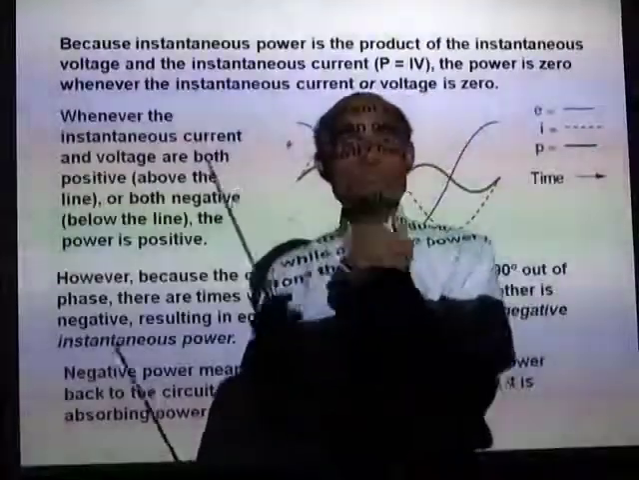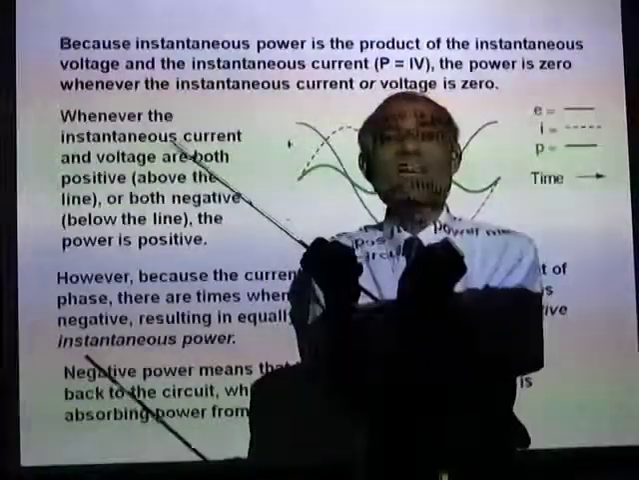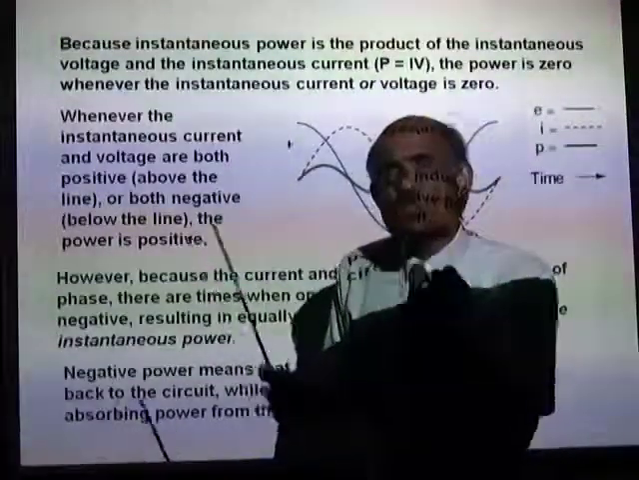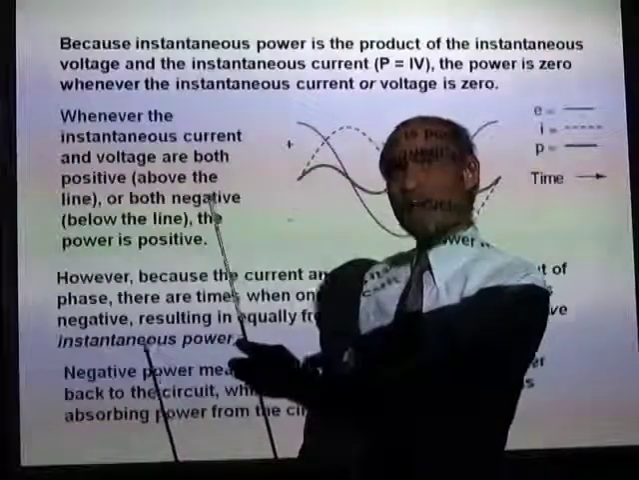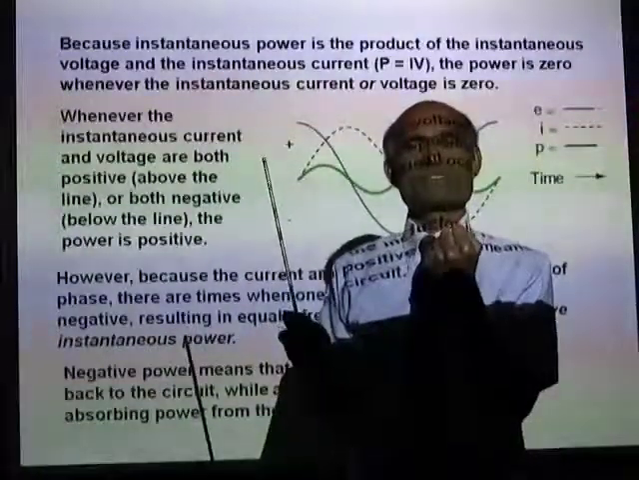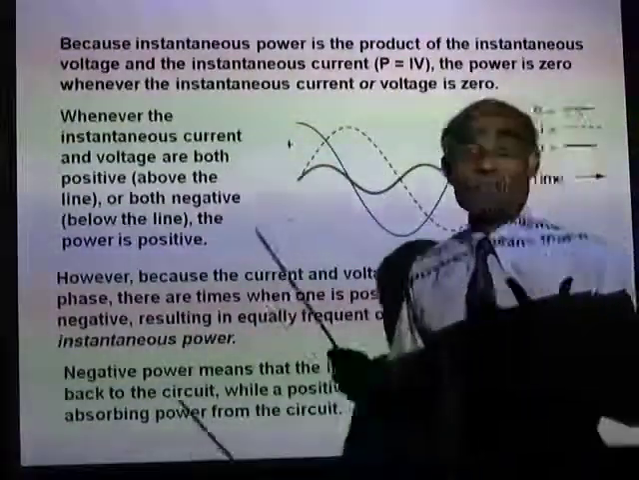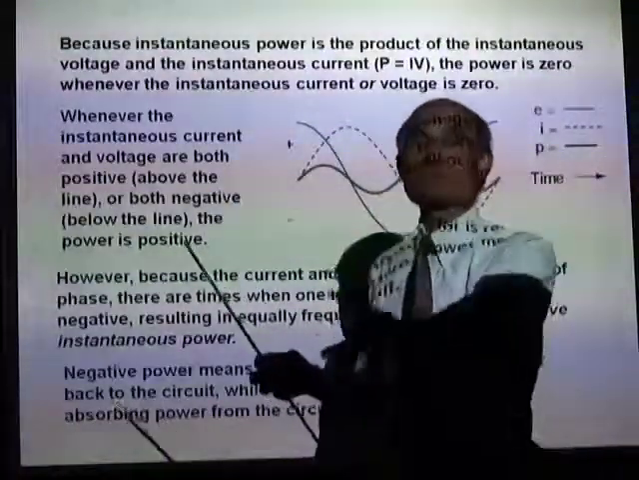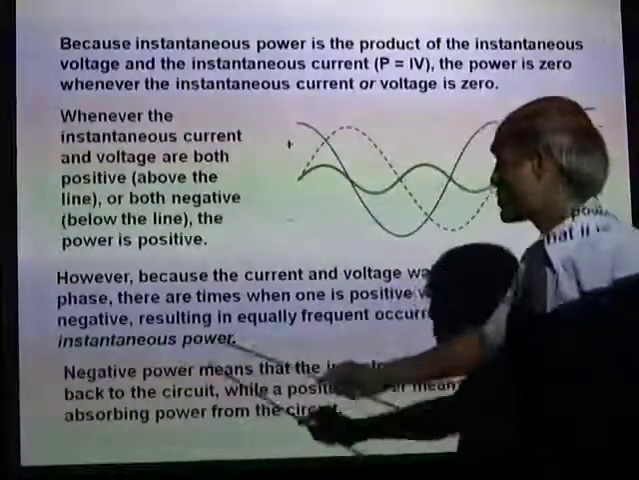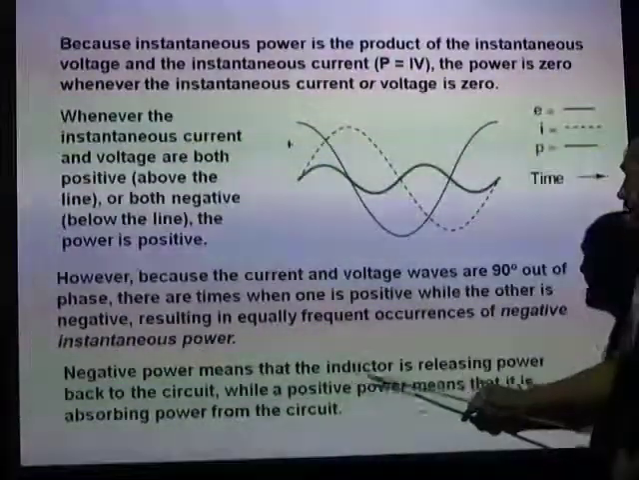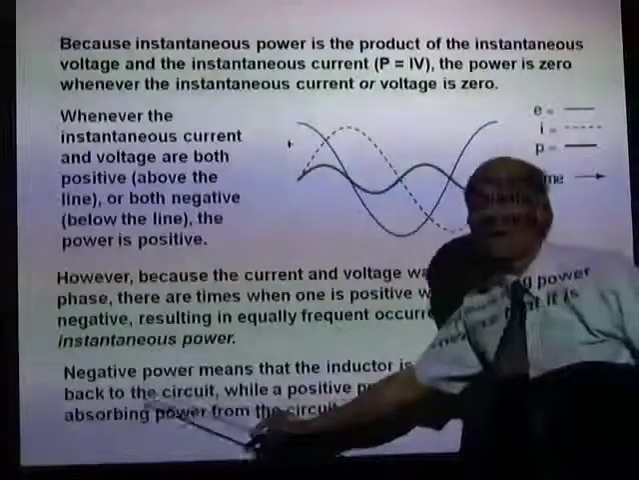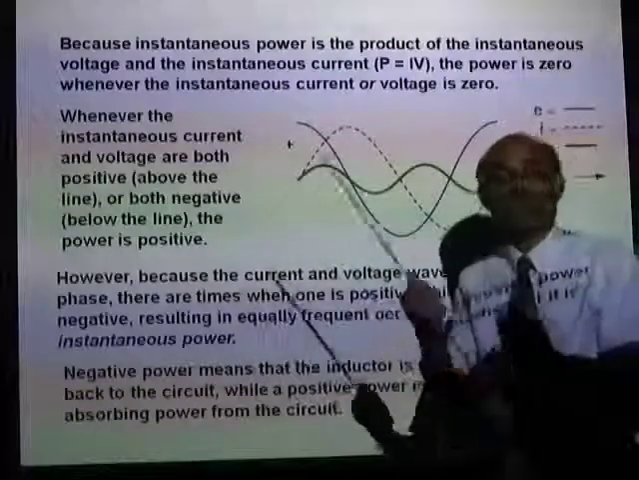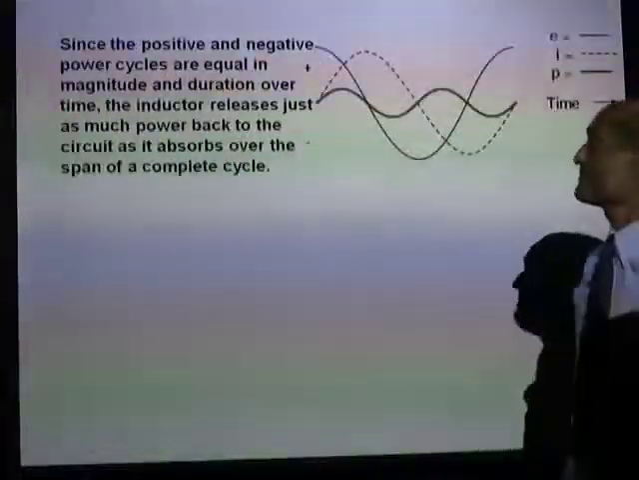Normally when you talk about the power in a circuit, in a resistor for example, it is actually consuming power. It is absorbing power from the circuit. But an inductor not only absorbs power, it also releases power to the circuit. So negative power means that the inductor is releasing power back to the circuit, while positive power means that it is absorbing power from the circuit.